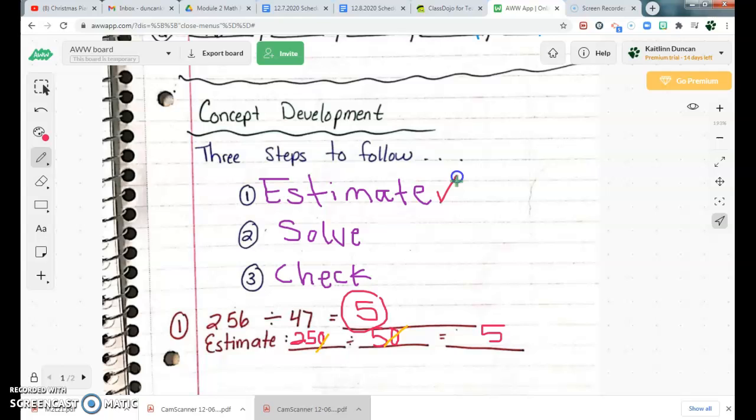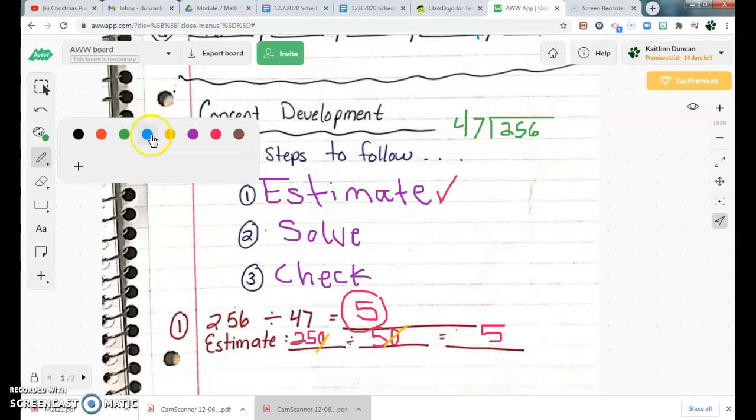So I've done my estimating, okay? Now I need to go into my solving process. That's the next step. And to solve, I got to draw my little house. I'm going to go up here and draw my little house. And my dividend always goes inside of my house, 256. Okay? And my divisor goes outside of my house, so I have 47.